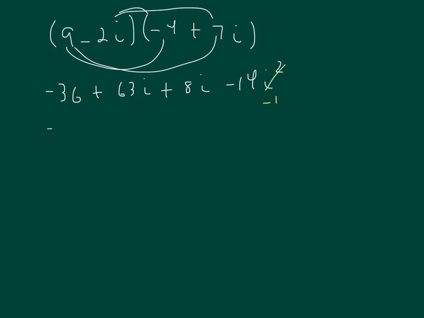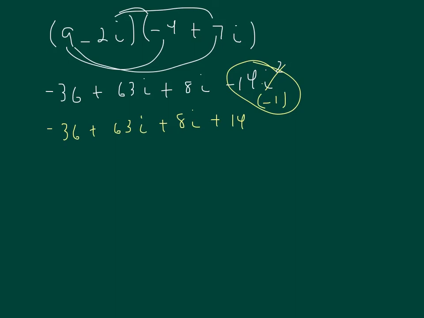So that's going to be negative 36 plus 63i plus 8i plus 14, because you got negative 14 times, right? It was times i squared, so it's times negative 1. So every time you see i squared, it basically represents a sign change.